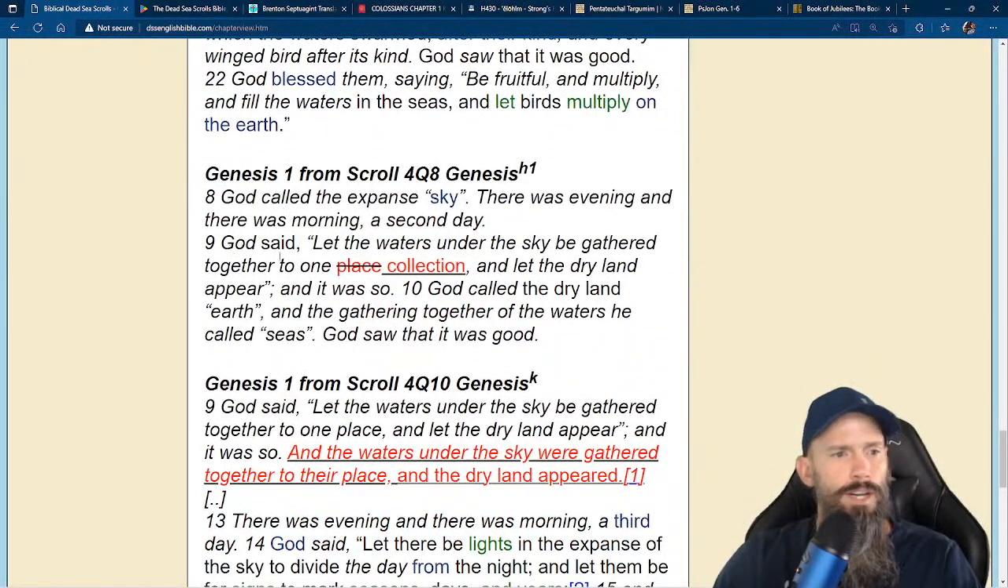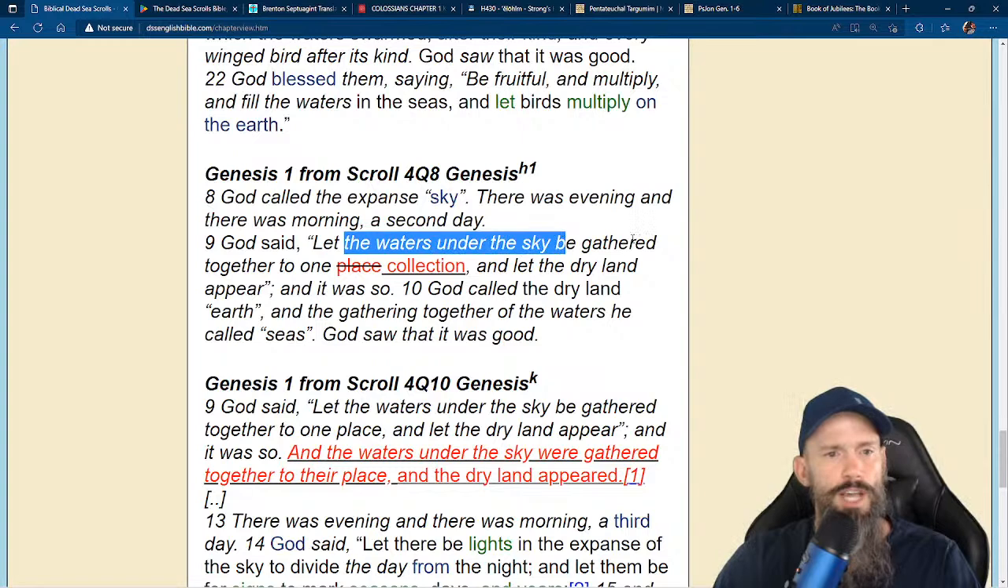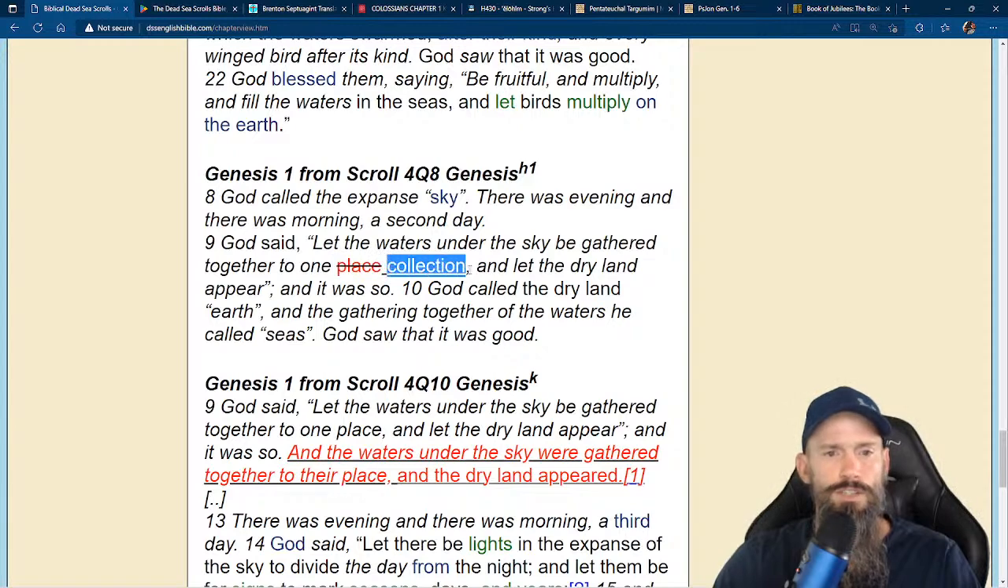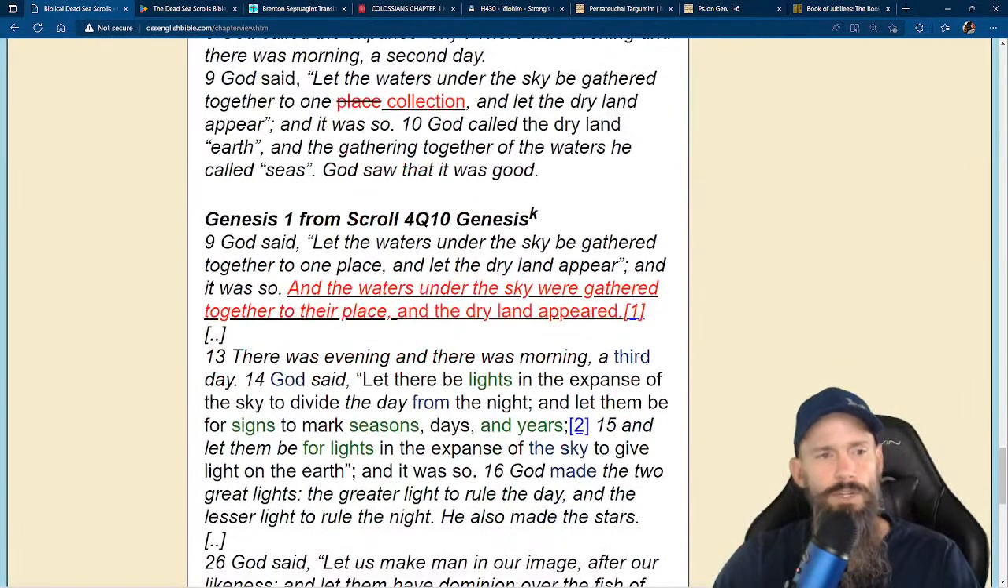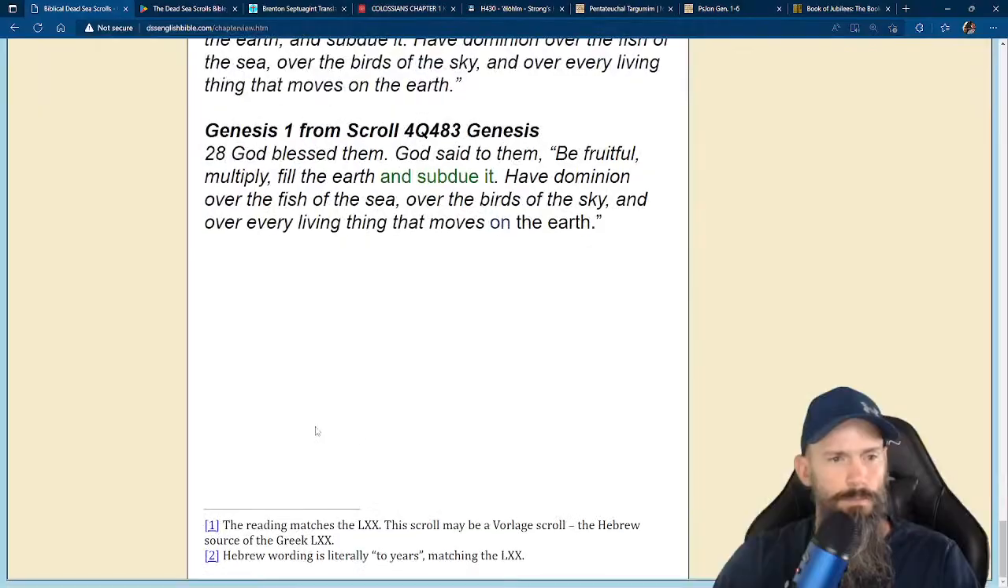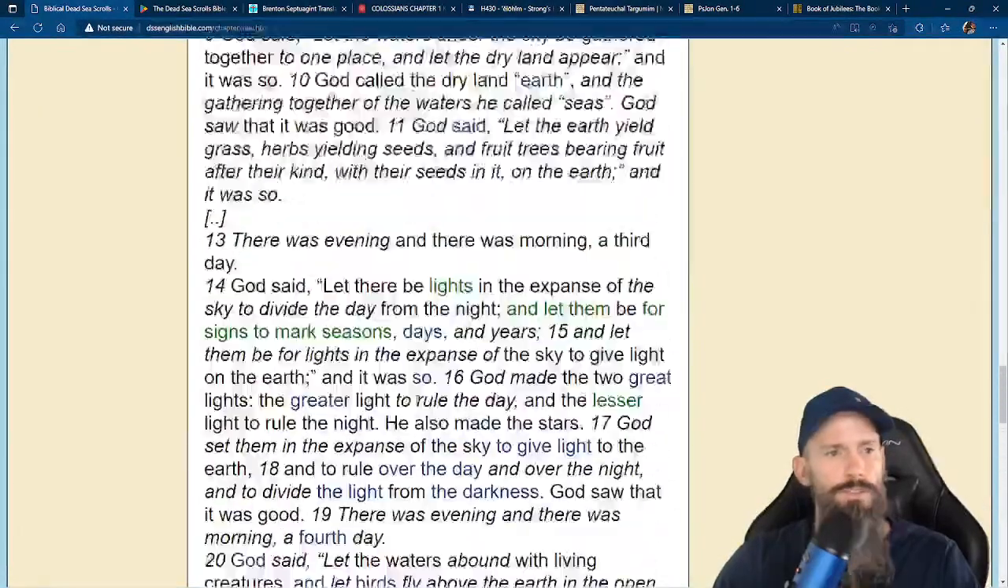So right here in 9, it says, let the waters under the sky be gathered together in one place. Not the scroll. The scroll says collection. Not a big difference. Here in 9 you have, said let the waters under the sky be gathered together to one place, and let dry land appear. And it was so, and the waters under the sky were gathered together into their place, and the dry land appeared. So not big differences.